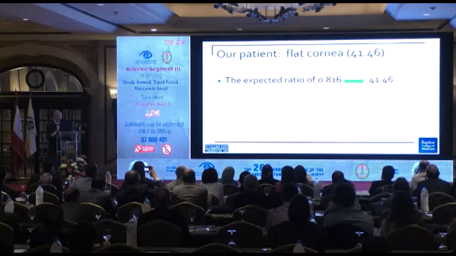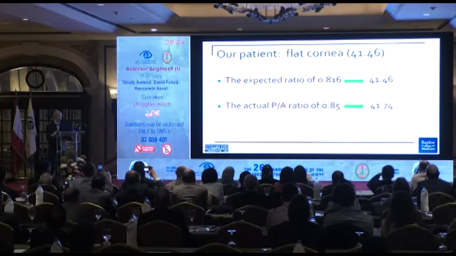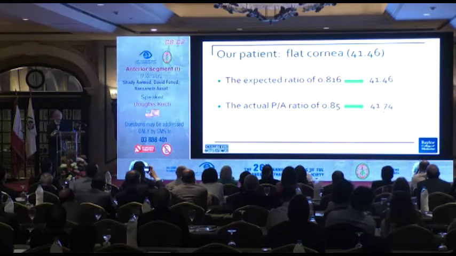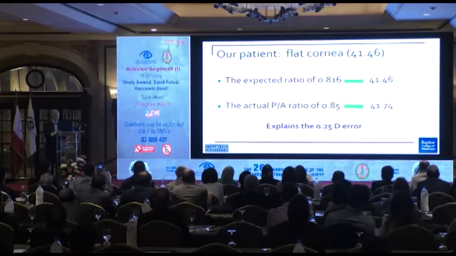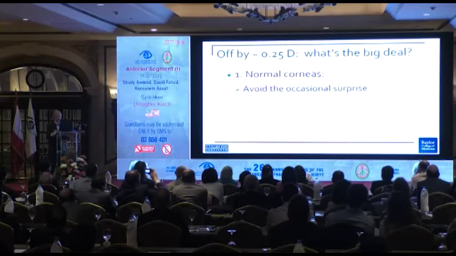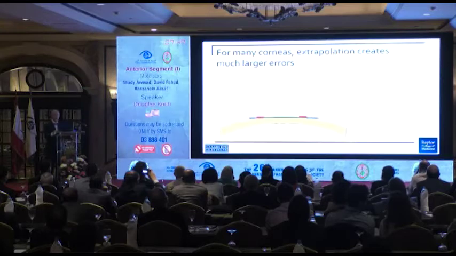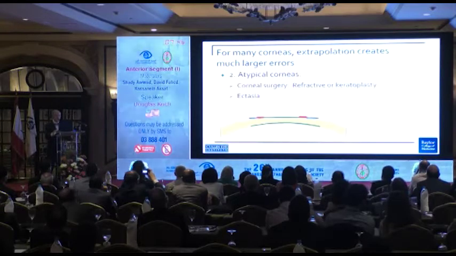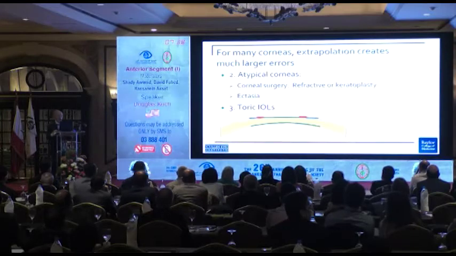The expected ratio would have given us 41.46, but the actual ratio in this patient was 0.85, and so it was 41.74, and that explains the error. Now that's a quarter diopter. That's nothing to worry about. And in most of our normal patients, it doesn't really matter. But there is going to be an occasional surprise that can be as high as a half diopter. But of course, where this becomes important are in all of the unusual corneas. Corneal surgery, whether it's refractive corneal surgery or keratoplasty, and in patients with ectasia. And certainly in trying to select toric IOLs, which I will talk about in my next talk.